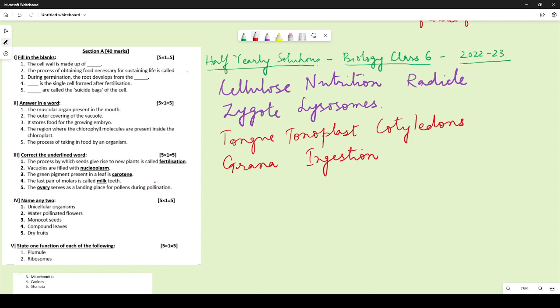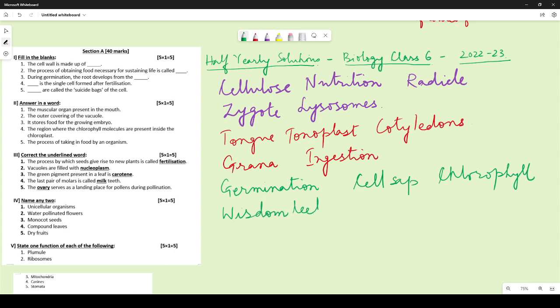Correct the underlined words. The process by which seed gives rise to new plants is called fertilization. No, it is called germination. Correct? Then vacuoles are filled with nucleoplasm. No, they are filled with cell sap. The green pigment present in the leaf is carotene. No, it is chlorophyll. The last pair of molars is called milk teeth. No, they are called wisdom teeth.